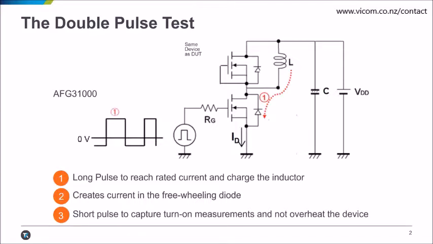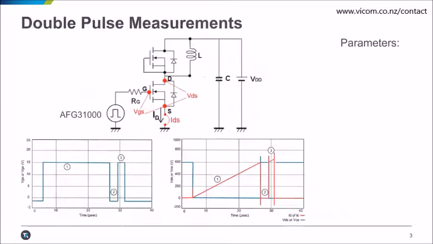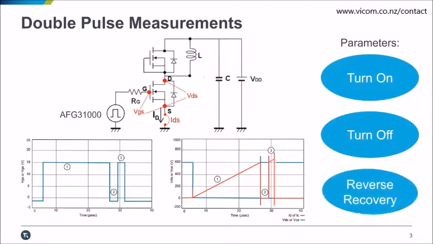The first step of the test is a long pulse that establishes current in the inductor. The second step turns off the low side MOSFET, creating a freewheeling current in the diode. The last pulse turns on the low side MOSFET again and allows measurements to be taken. Typical measurements are shown in the figure. The overshoot current from the second pulse is due to the reverse recovery of the diode. The oscilloscope is used to extract the timing and energy loss parameters from the waveforms, such as turn on, turn off, and reverse recovery parameters.